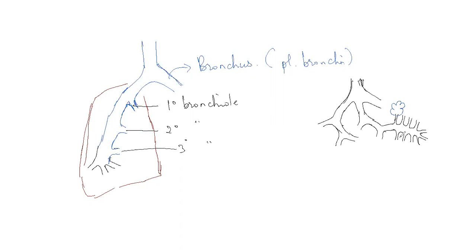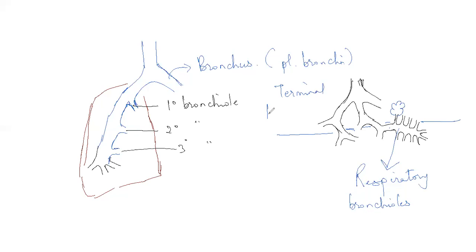The bronchioles having the alveoli are known as the respiratory bronchioles. Just before the respiratory bronchioles, the last bronchioles, where there are no alveoli, are known as the terminal bronchioles.